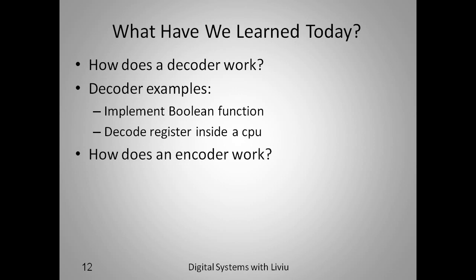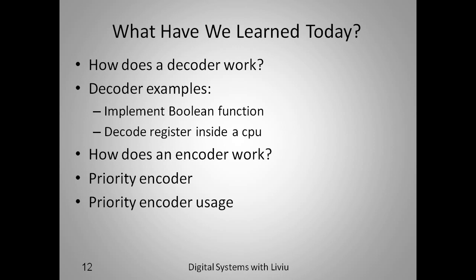Later we learned how an encoder works. It works the opposite way. It has 2 to the power of n inputs and n outputs, which encode the number, the index of the input line. We learned about a specific type of encoder which is called priority encoder, in which the high priority is output in the outputs while the lower priorities are ignored. And then we saw an example of a priority encoder usage inside a PC.